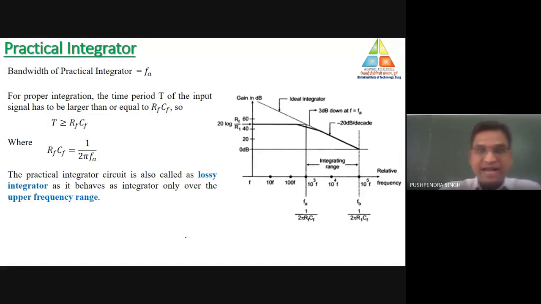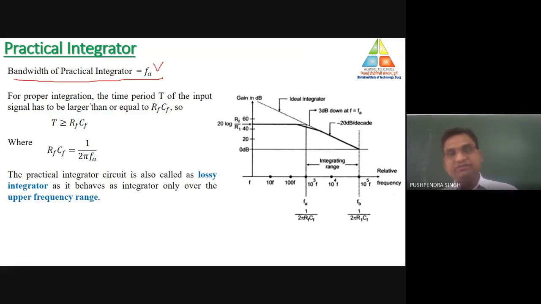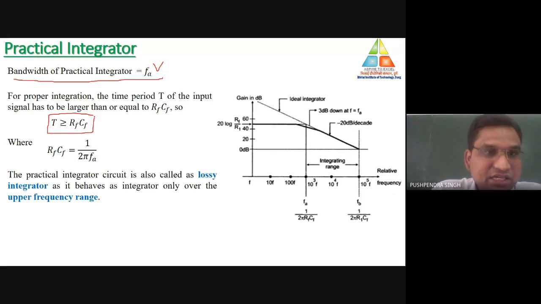So in the case of the practical integrator, what is the value of bandwidth? The bandwidth of the practical integrator is FA. And for proper integration, for the actual integration, what is the condition? The value of T should be greater than or equal to RF into CF. Only on that condition will we get the true integration of the signal, where T is the inverse of the frequency.